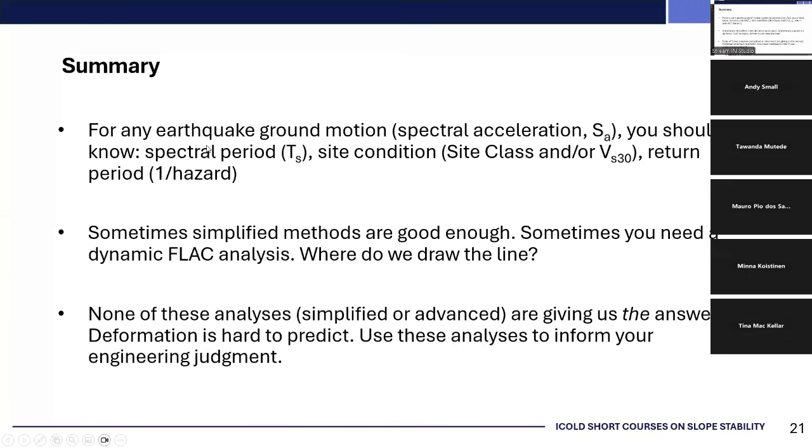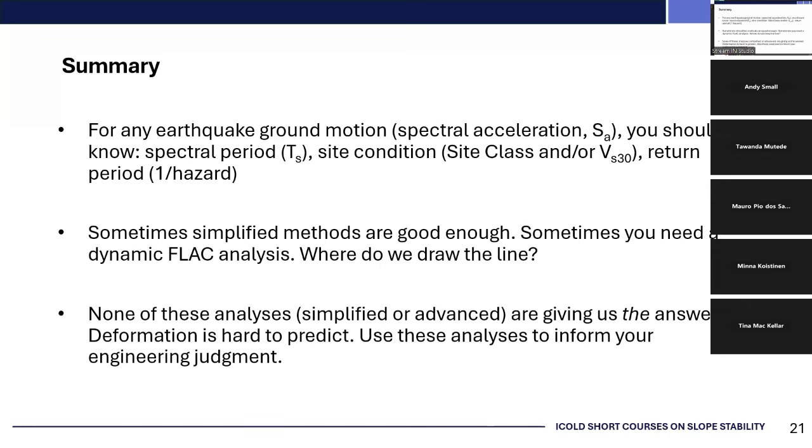So the last slide: for any earthquake ground motion, we can get the spectral acceleration. You should know the spectral period, the site conditions, the shear wave velocities. You would use the seismic design event based on the consequence classification or your design criteria. And sometimes simplified methods are good enough. Sometimes you need to do the dynamic FLAC analysis, and I spoke a bit about that. And we have to keep in mind deformation is hard to predict. Use these analyses to inform your engineering judgment.